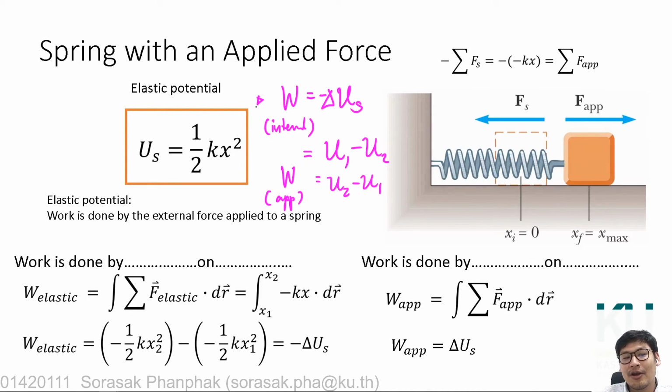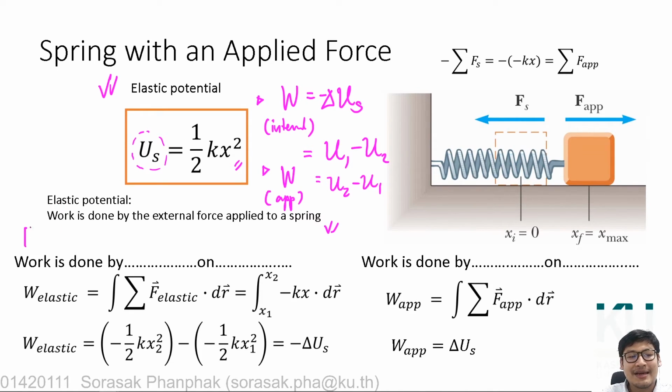So it depends on what you are looking at. And the U here is the elastic potential, which is equal to 1 over 2 kx squared. We derived this in the previous example. So this is how we understand the picture of elastic potential, and then we can use it to calculate the work and energy for the following section.